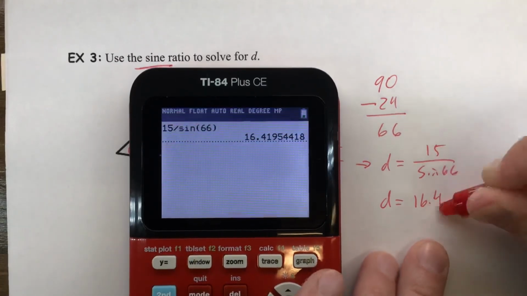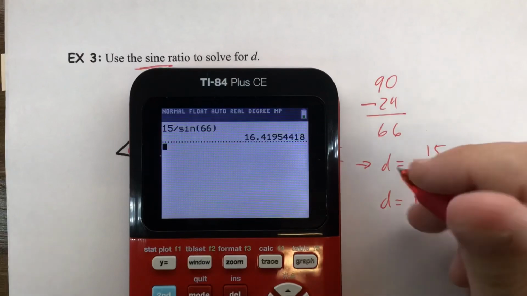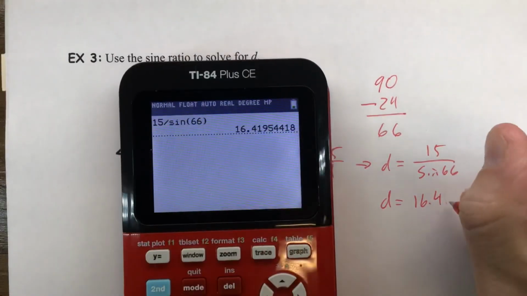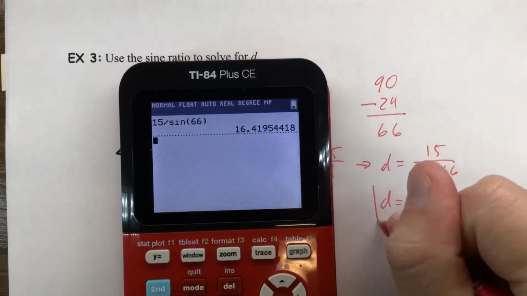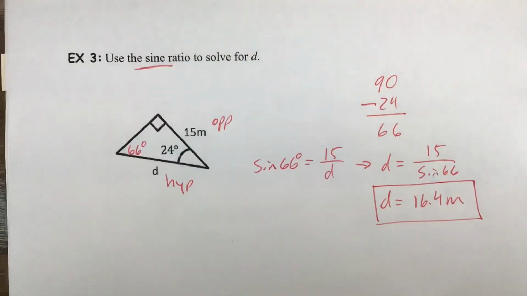Well, in the other one, I rounded it at 4, so I'll just box it that way. Units, we got meters. I don't think that I wrote the units last time, but they are in meters. There they are.